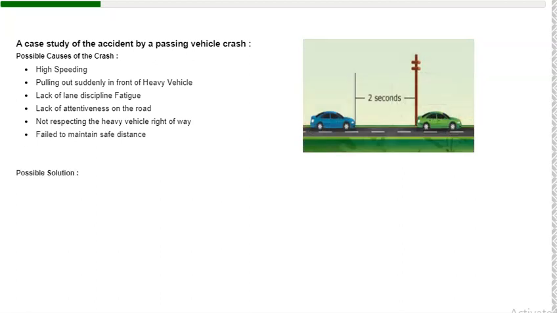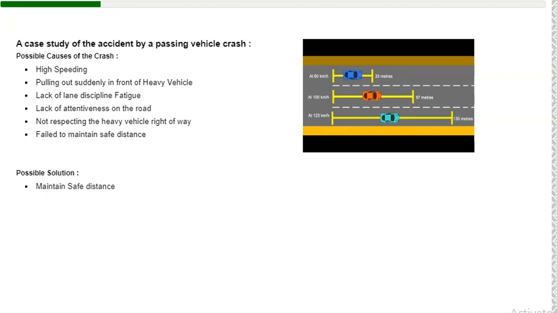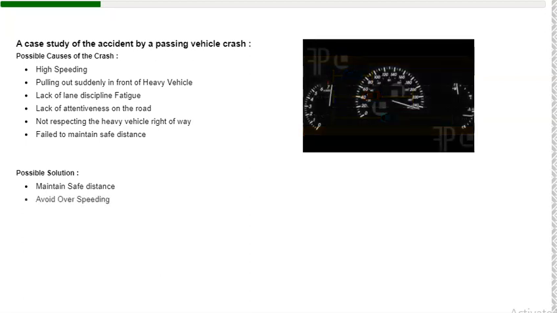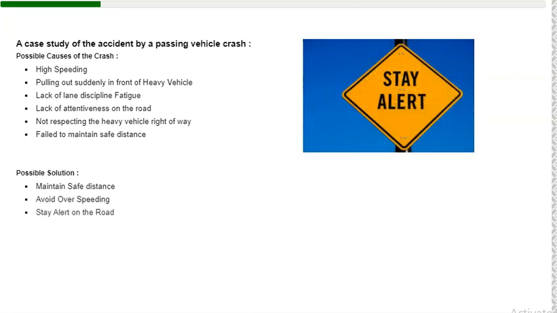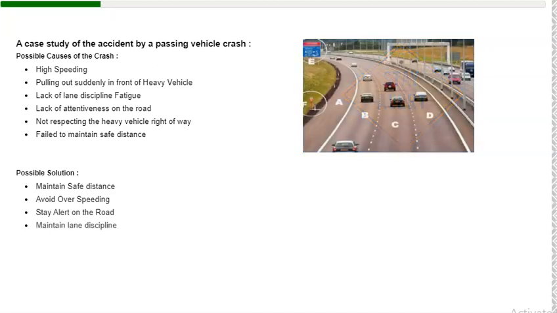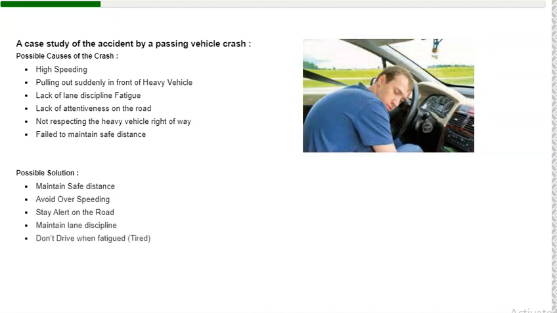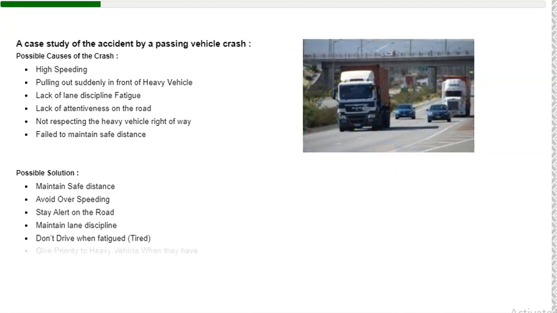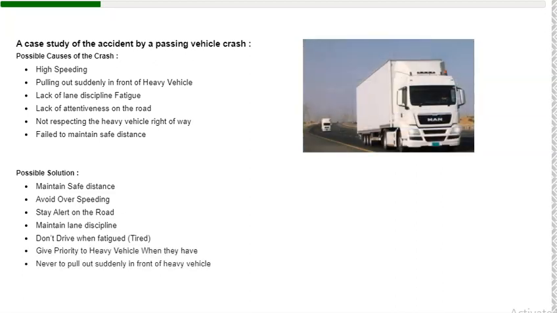Possible solutions. Maintain safe distance. Avoid overspeeding. Stay alert on the road. Maintain lane discipline. Don't drive when fatigued or tired. Give priority to heavy vehicles when they have it. Never pull out suddenly in front of a heavy vehicle.